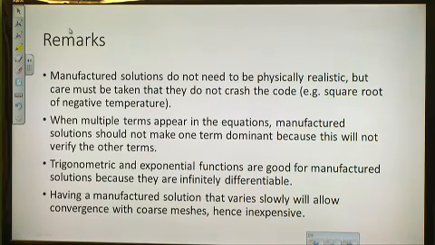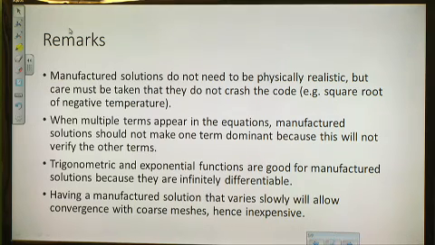They recommend the use of trigonometric and exponential solution functions because they are infinitely differentiable. But I'm not sold on that because that can leave errors in the code that manifest themselves only when you have some discontinuities. And that last part is important.